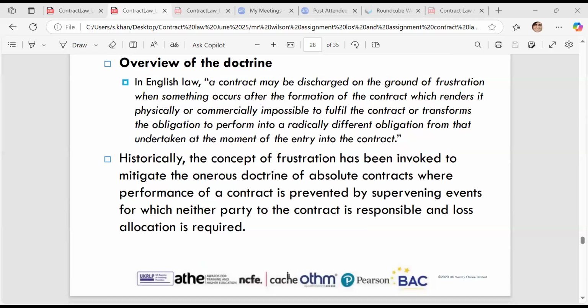The doctrine of frustration in contract law essentially provides a legal mechanism to discharge parties from their contractual obligations when an unforeseen event makes performance impossible, illegal, or radically different from what was originally intended. This doctrine acts as an exception to the general rule that parties are bound by their contractual agreement.